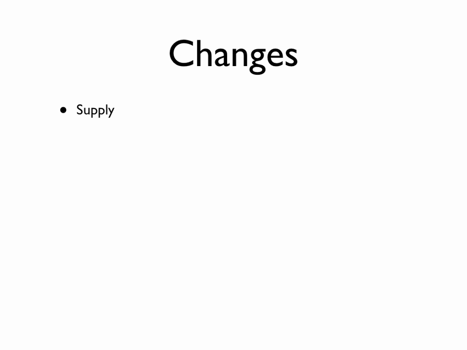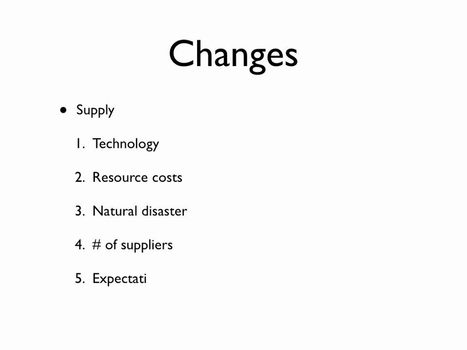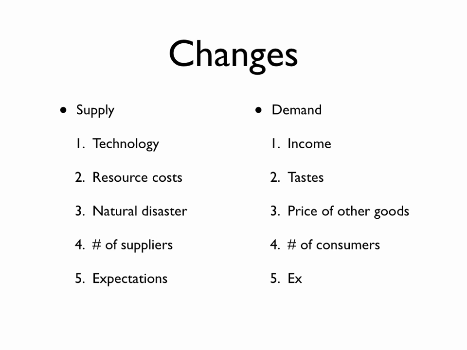So when we looked at our supply curve, we said technology is held constant. Any change in technology will cause the supply curve to increase. Resource costs are held constant. Natural disasters, number of suppliers, and expectations of future price changes. Along a demand curve, we hold income constant, tastes, prices of other goods, number of consumers, and expectations. If any of these change, we will see a change in the market equilibrium.